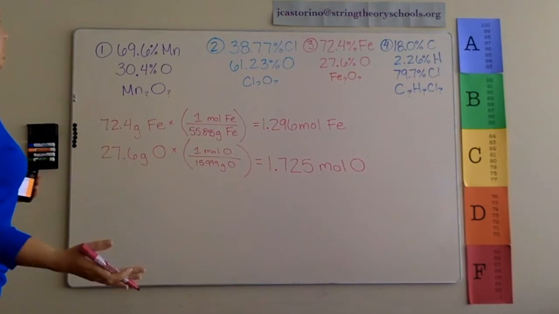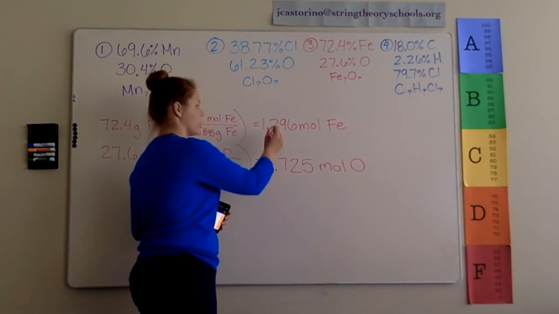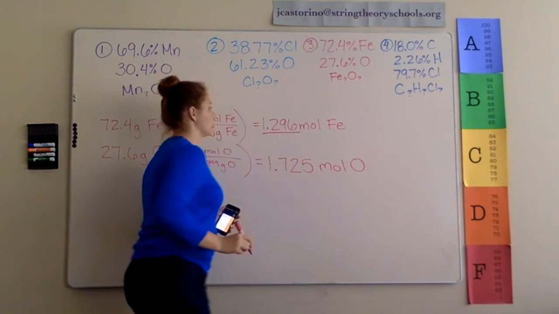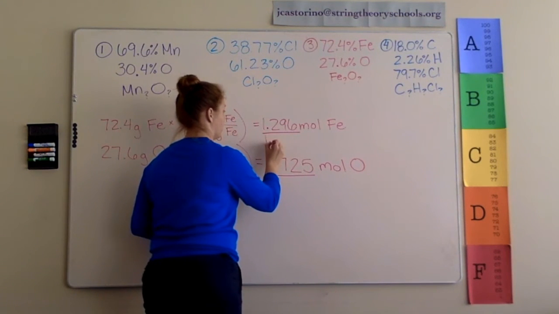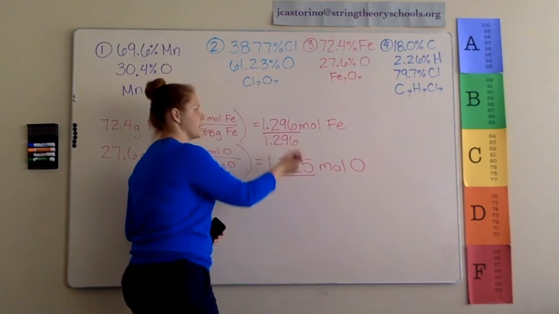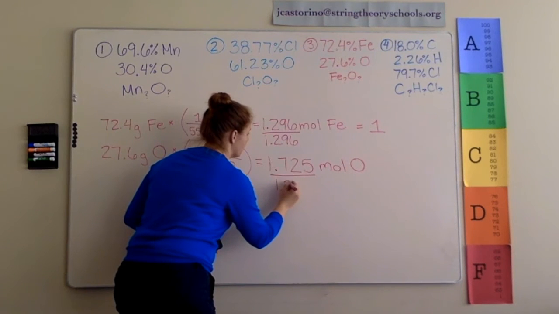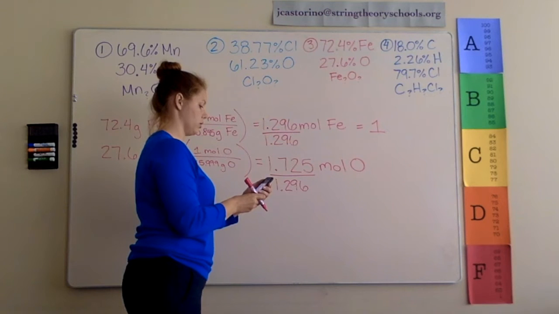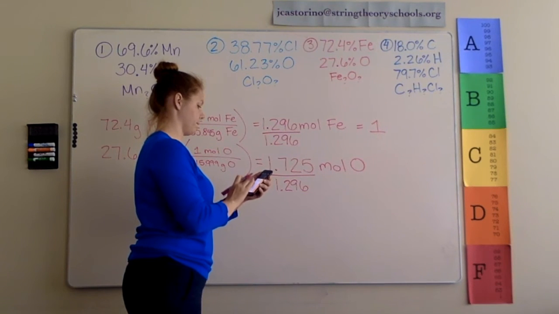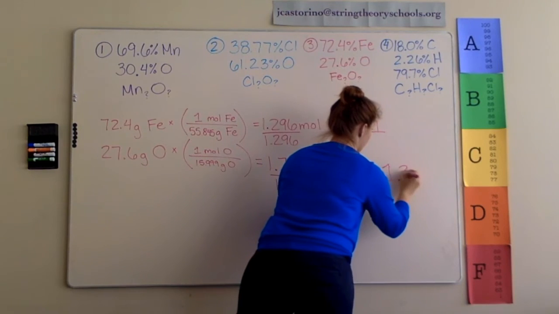All right, from here we find the smallest number between the two elements. The smallest number is obviously 1.296, and we're going to divide both numbers by this value. When you divide a number by itself, it's automatically 1. When we divide this by the smaller number, we get 1.33.